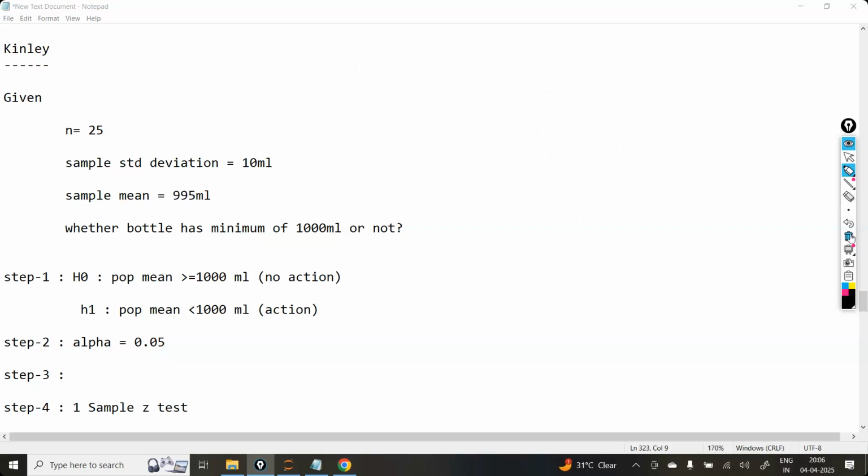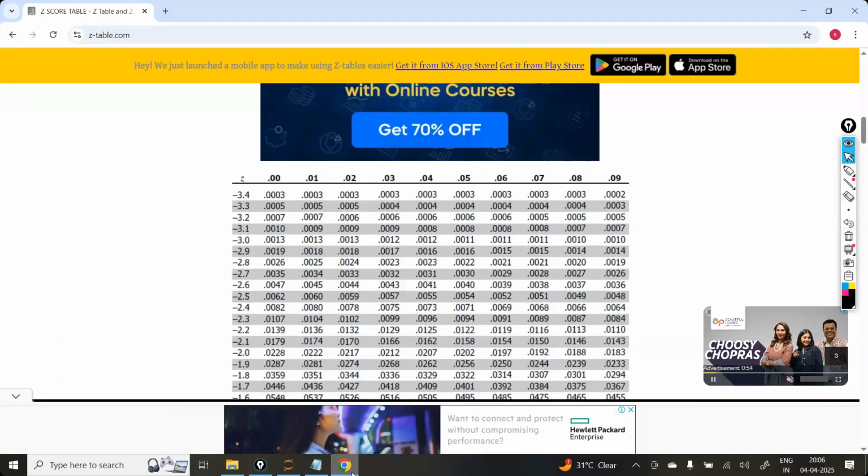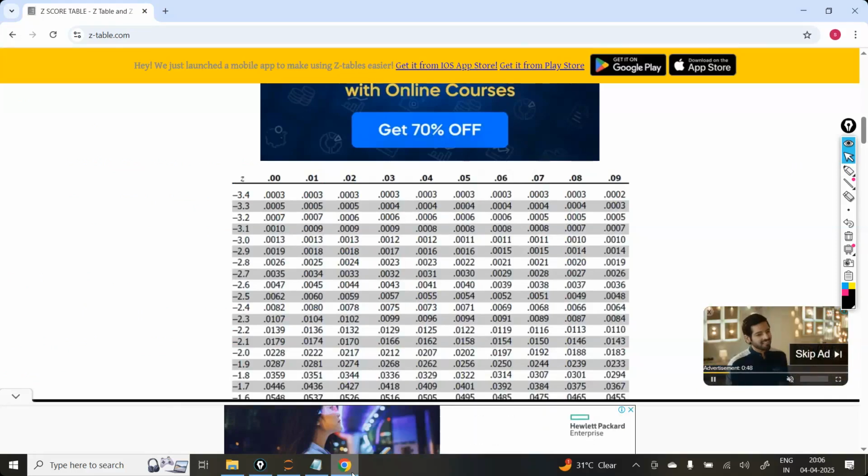Same logic as it is, only the formula is different. ANOVA test formula is different. Chi-square test formula is different. For Z test, the table we are using is the Z table. For T test, T table. For ANOVA test, ANOVA table. ANOVA test is also called F test.